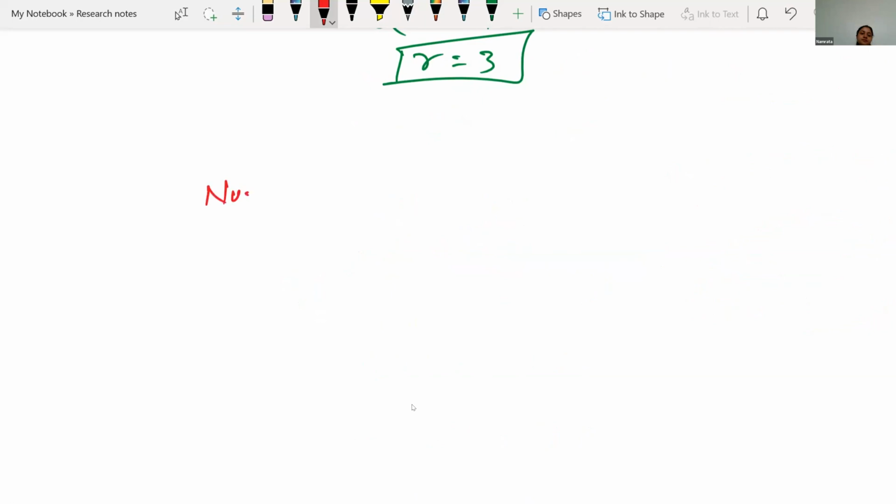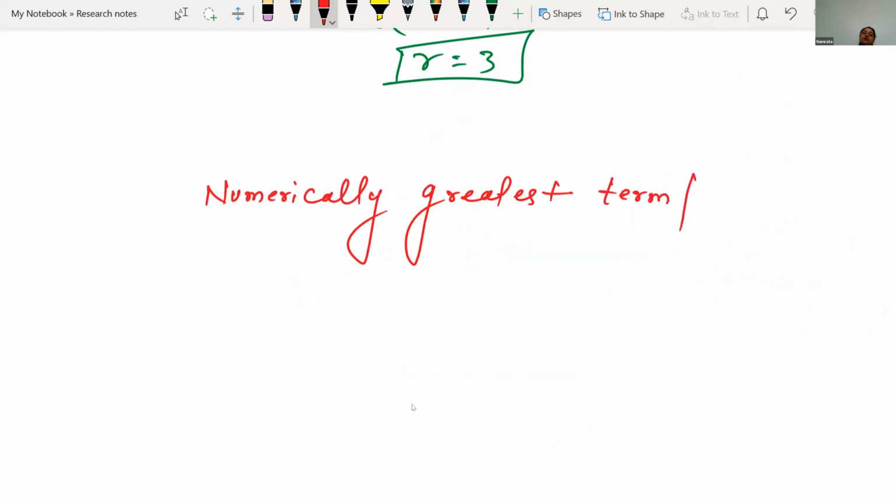Numerically greatest term or coefficient. Just now we said and we have discussed that the middle term is having the greatest coefficient, right?